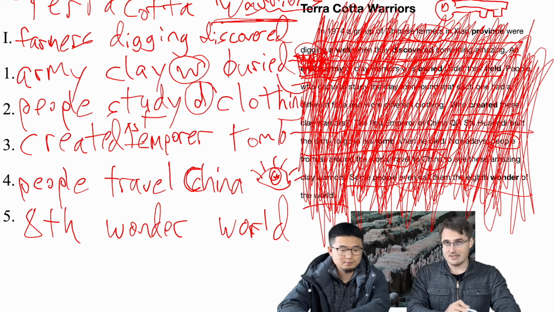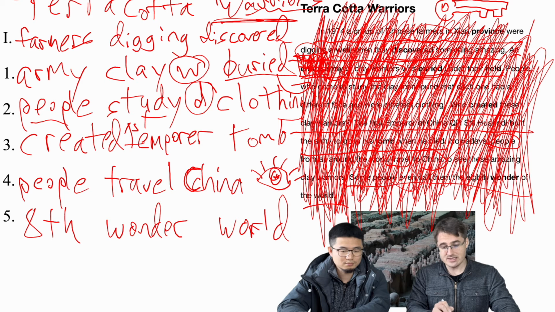In China in the 1970s, a group of farmers was digging in a field when they discovered something amazing. An army of clay warriors was buried under the field. People came to study the clothing and the faces and found they were all different. Who created the Terracotta Warriors? It was the first emperor of China, Qin Shi Huangdi, to put in his tomb. Nowadays, people travel to China to see the Terracotta Warriors. They are even called the 8th wonder of the world by some people.